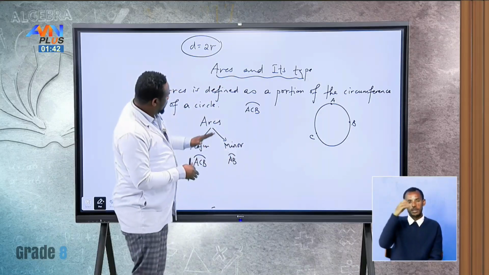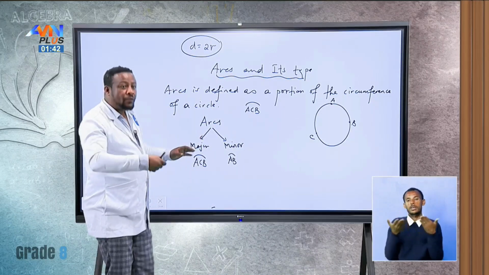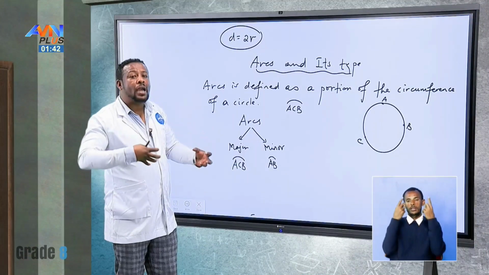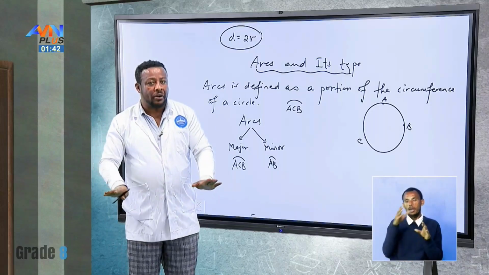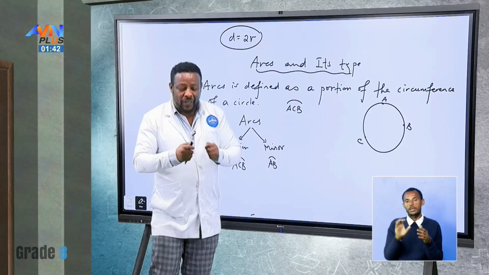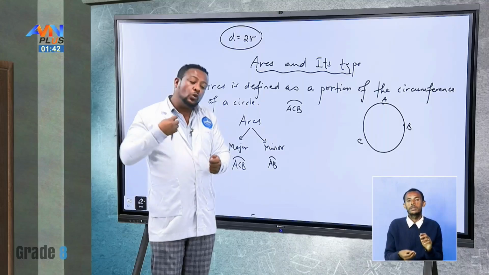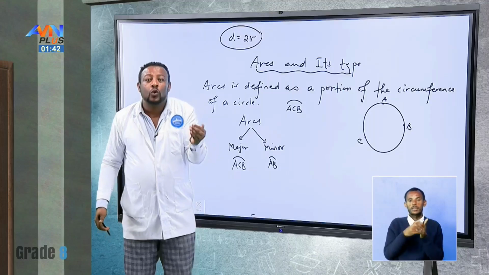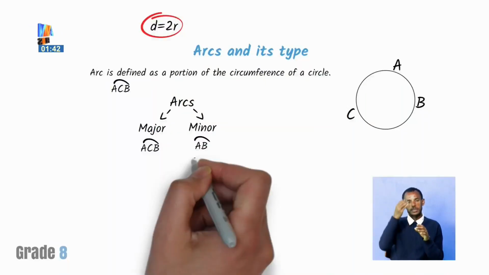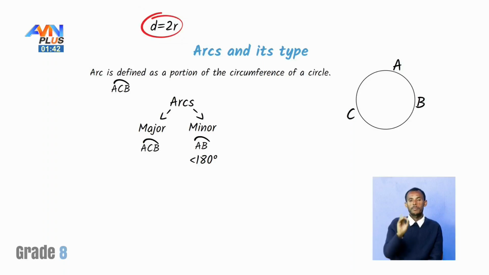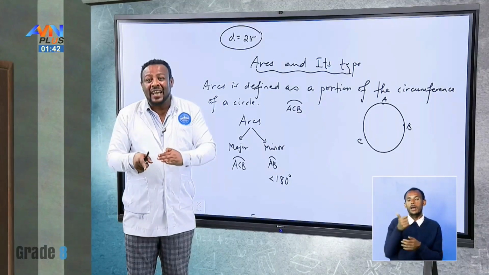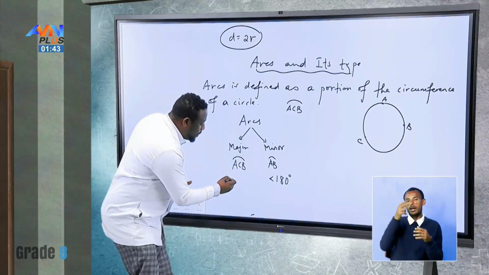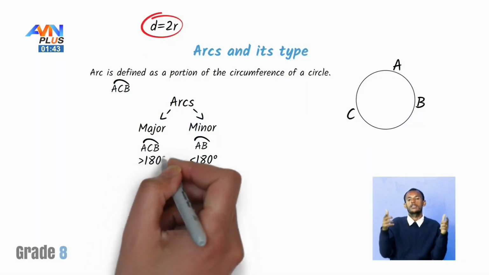So you need to keep this in mind, because in our future discussion, we will have these namings. You need to sense what we mean by major arc and minor arc, right? So in terms of number, a minor arc is an arc whose degree measure is less than 180 degrees, okay? That means it should be an arc less than a semicircle. And a major arc is an arc whose degree measure is greater than 180 degrees, okay?